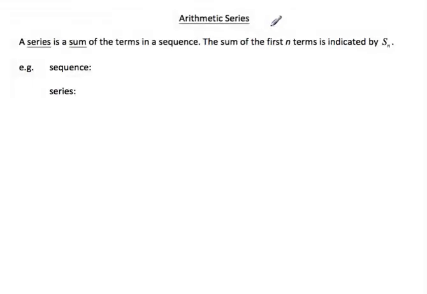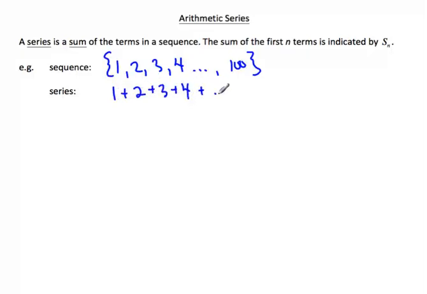In previous videos, we've looked at arithmetic and geometric sequences. Now we're going to start looking at series. A series is simply the sum of the terms in a sequence. For example, if we have a sequence that's 1, 2, 3, 4, etc., up to 100, the corresponding series is 1 plus 2 plus 3 plus 4, etc., all the way up to 100. So a series is just the sum of the terms in a sequence.